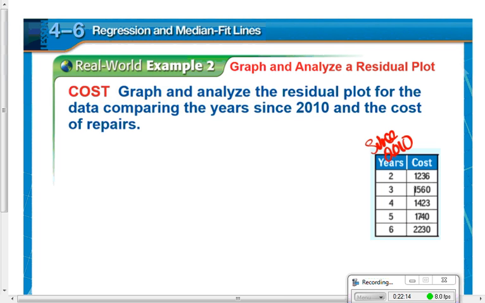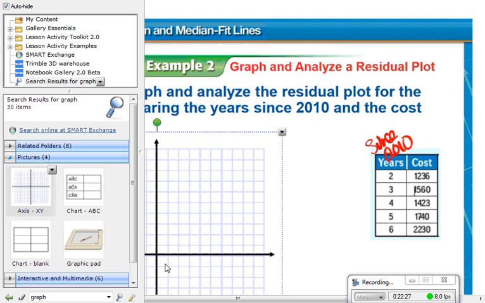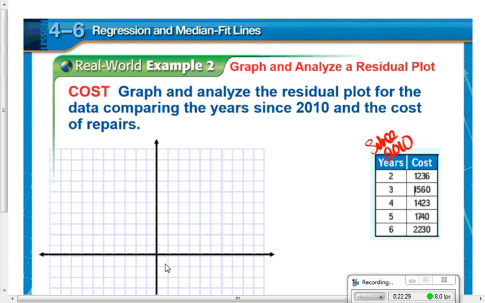There we go. Graph and analyze that. Okay. So we're going to pull out our graph. Now, one of the things that I want to make sure that you know how to do is how to decide how much to make each line worth.